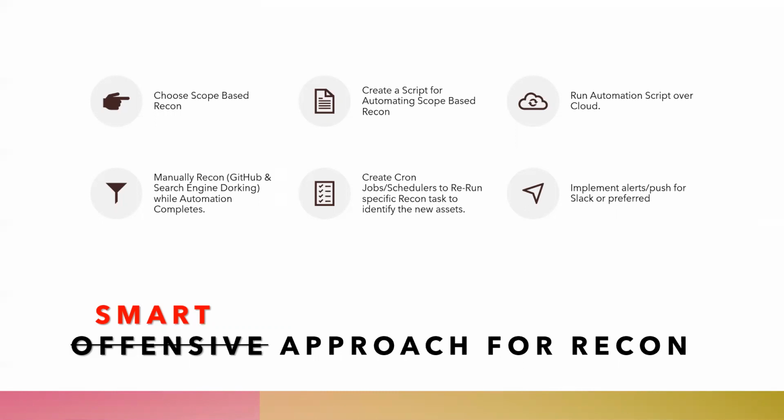You can further create cron jobs or schedulers to rerun the recon task at a specific time interval to identify new assets, and compare the results. After 1 month you might see, okay, there are 10 new subdomains and I have 10 fresh targets to look for in a program. Implement alerts or push notifications to Slack or your preferred board so that every time you find new assets, you will be notified. Try to implement these things on your own.